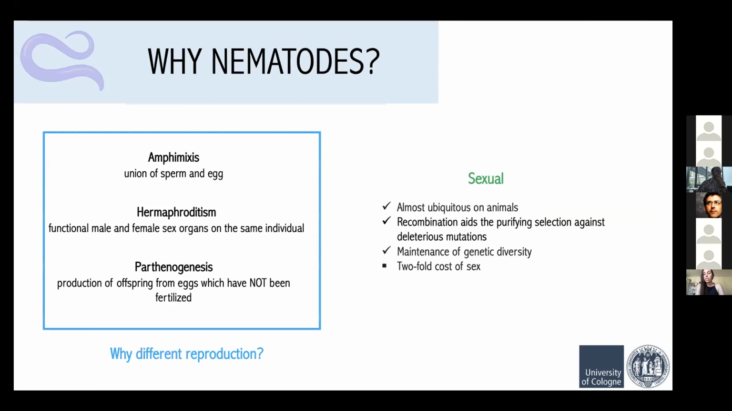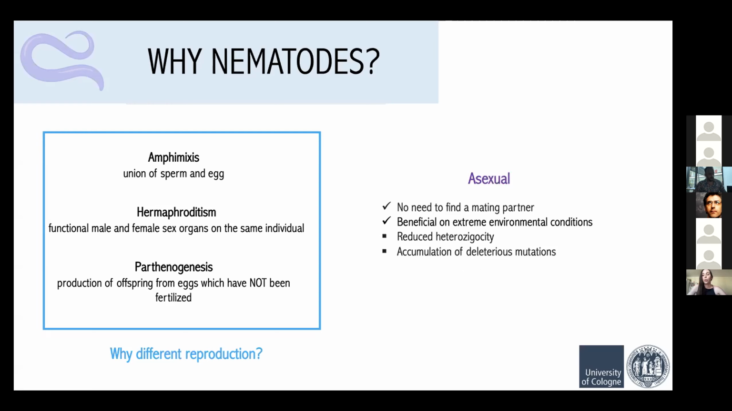Well, sexual reproduction is almost ubiquitous in animals. This means that it's the one that is mostly present in all of them. And it comes with several benefits, such as recombination, it's aiding the purifying selection against deleterious mutations, and here genetic diversity can be maintained. However, it also has some trade-offs, such as the twofold cost of sex, as well as the possibility of acquiring, for instance, sexually transmitted diseases.